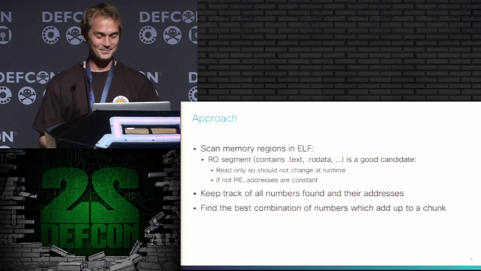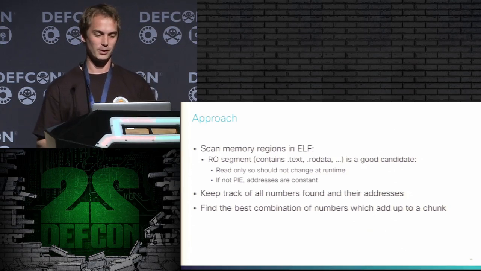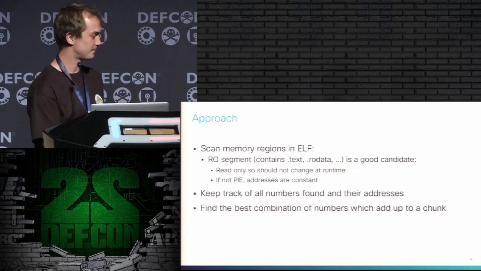So I looked inside the segments which were read-only, so that I knew those numbers would not change at all at runtime, and excluded all the read-write segments, which were going to change. If you don't have position-independent code, the addresses are constant.